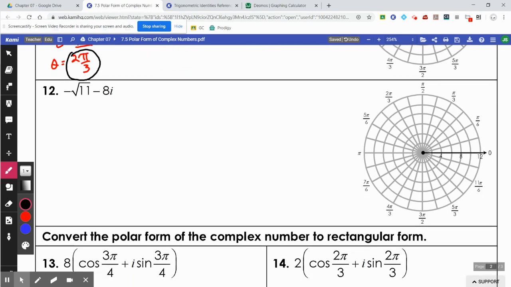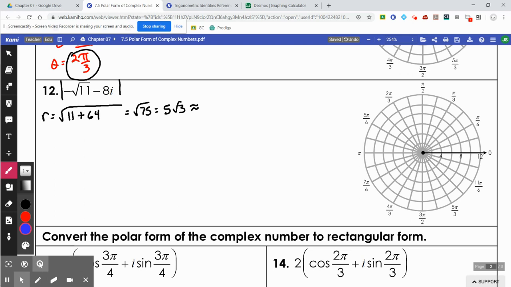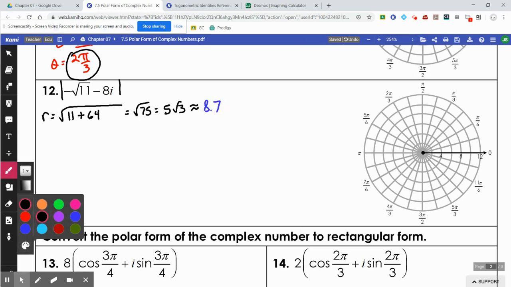Next up, first step, find your modulus. We find our modulus by taking the absolute value. So we're going to do the square root of negative root 11 squared, which is 11, plus negative 8 squared, which is 64. So that's going to be the square root of 75, which is 5 root 3, which is going to be about, for whenever I graph it, 8.7. Okay, so there's your modulus.